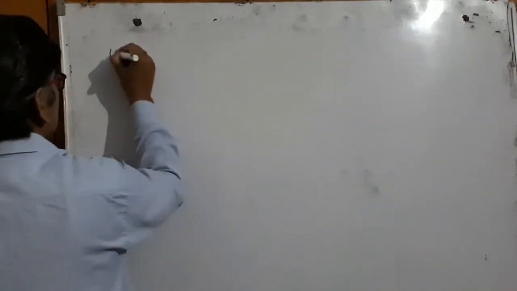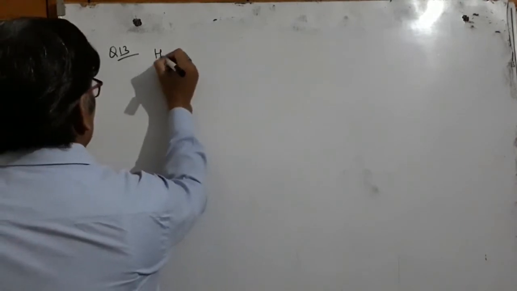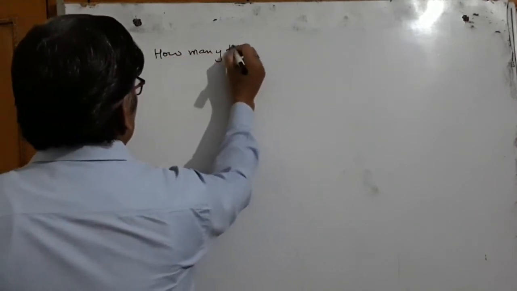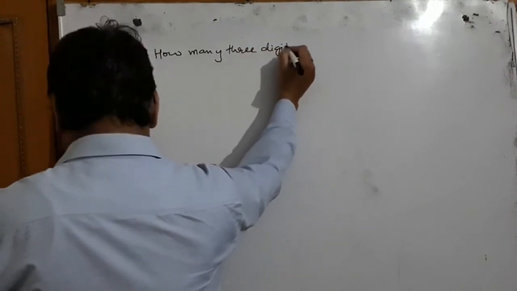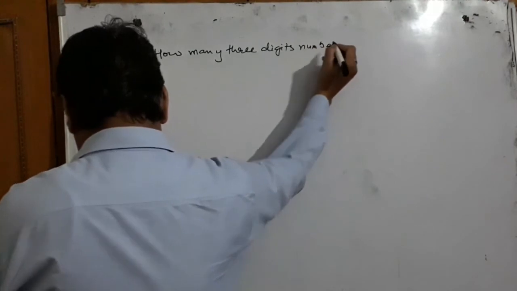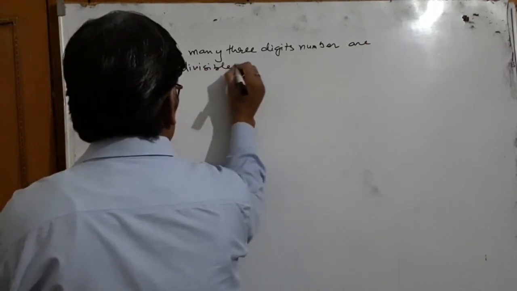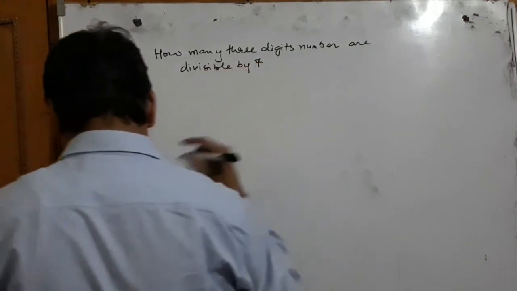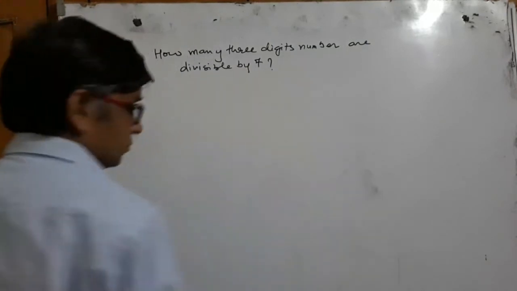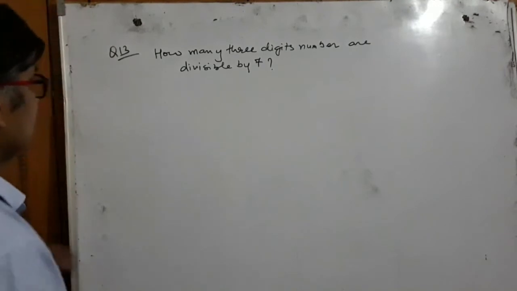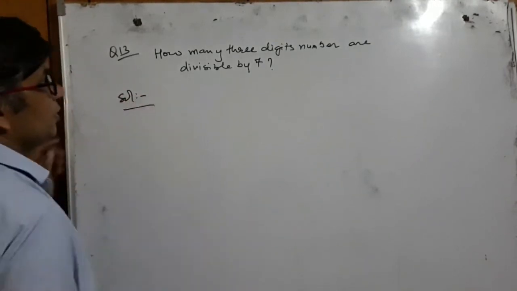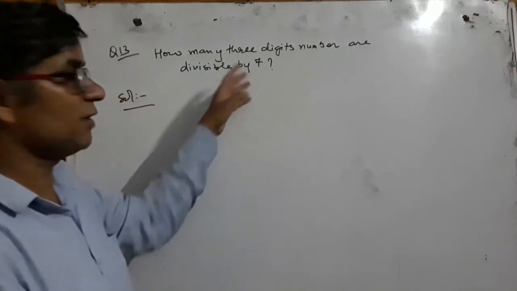Question number 13. How many 3 digits numbers are divisible by 7? देखो, कितने ऐसे नंबर है 3 डिजिट्स के जो 7 से डिविजिबल है.